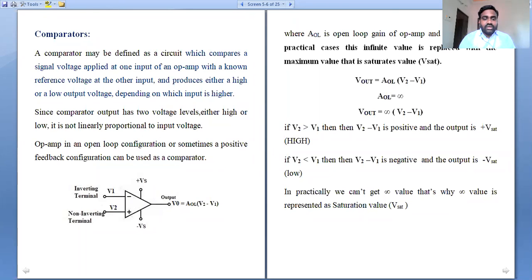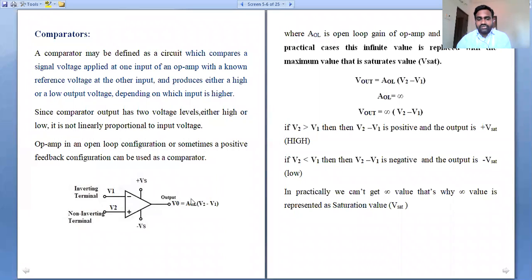See, in this particular comparator circuit which we discussed, this is an open loop configuration, or sometimes a positive feedback configuration. We have two input terminals, one is the inverting input terminal and the second is the non-inverting terminal, and plus Vs is the positive bias terminal, and minus Vs is the negative bias condition, and the output voltage. So this is an open loop configuration.